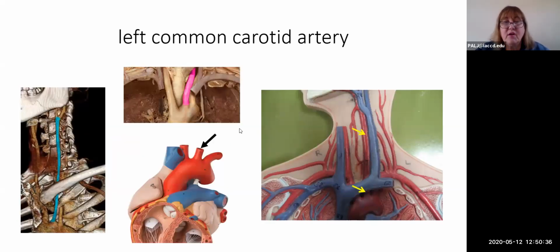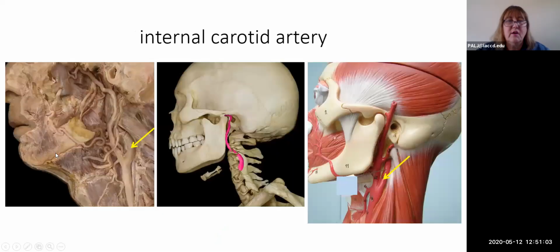Well, the left common carotid artery is the second branch that comes off the arch of the aorta. So it comes directly off the arch of the aorta. And then it will travel up in the neck on the left side, as you can see highlighted in blue. On the far left, all of that is going to be left common carotid artery. And then just superior to it, you can see the two branches for the internal and external carotid artery.